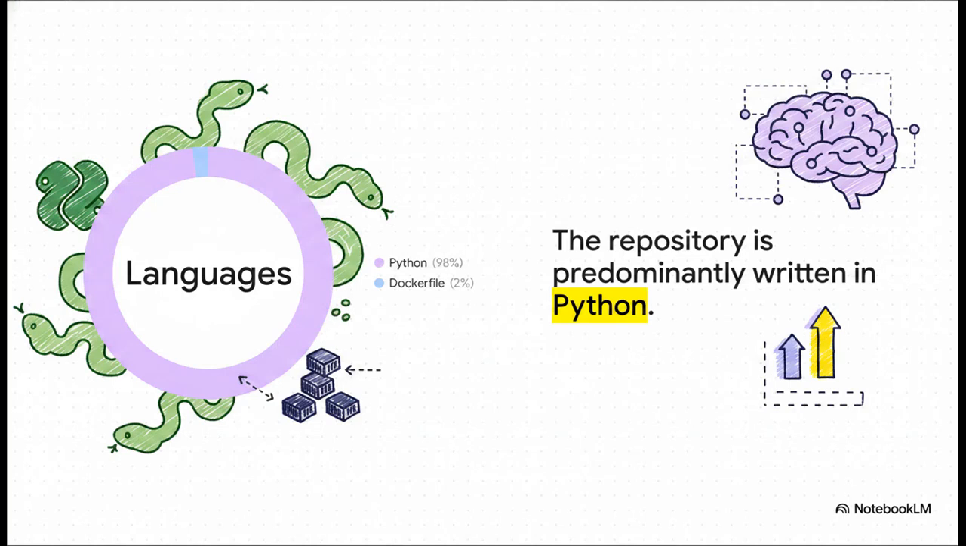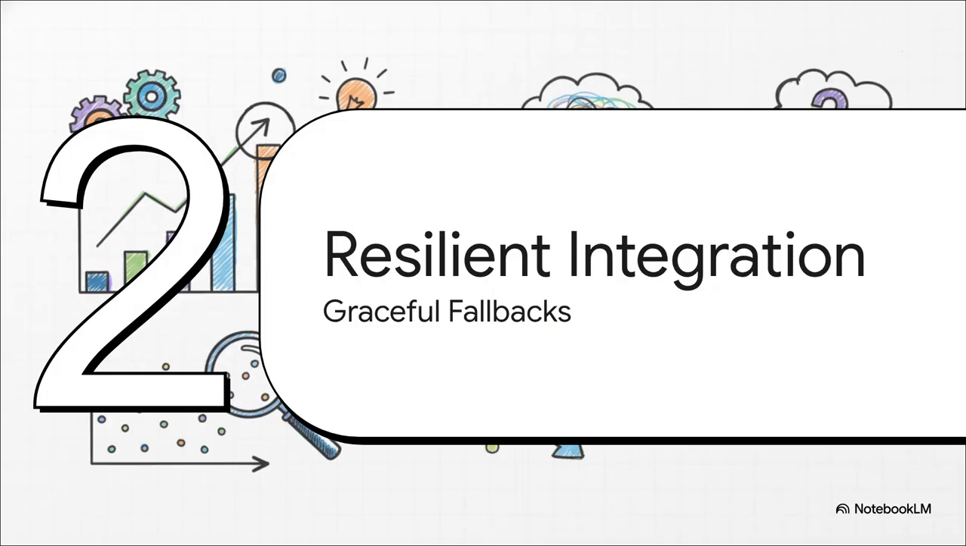And if we take a look at the actual language breakdown of the repository, it perfectly reflects that architecture we just talked about. The project is incredibly focused. It's 97.6% Python, covering both the FastAPI backend and the Streamlit frontend. The remaining 2.4%, that's just the Dockerfile code, a tiny but absolutely crucial containerization layer that wraps the whole shebang up. Let's look at Section 3, Resilient AI Integration and Graceful Fallbacks.